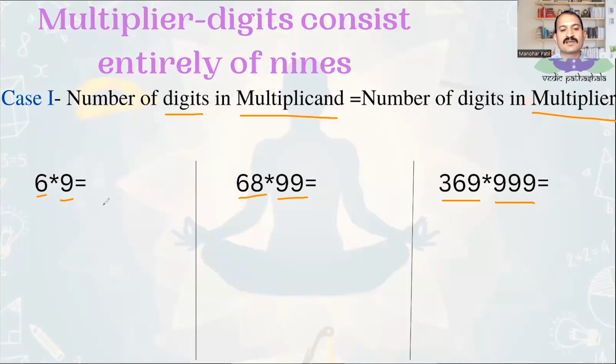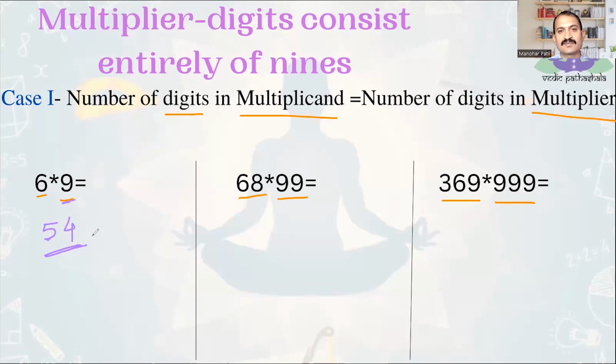So we will see how to solve this. First thing is we have to reduce 1 from the multiplicand. So 6 minus 1 you will get 5. And then whatever number you have got, you have to subtract that new number from multiplier. That is 9 minus 5 is 4. That's it. That is your answer.